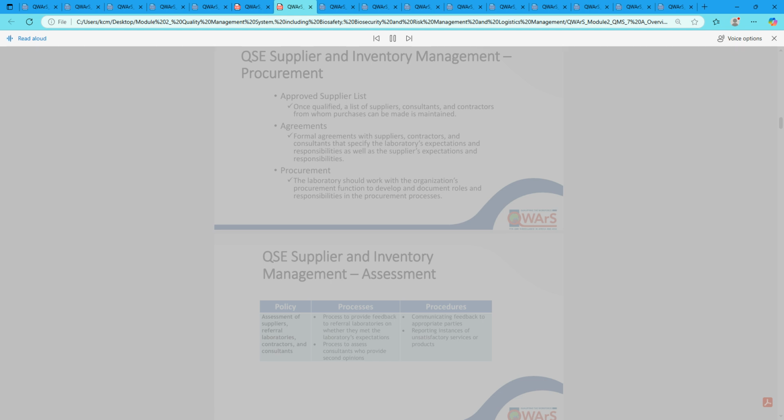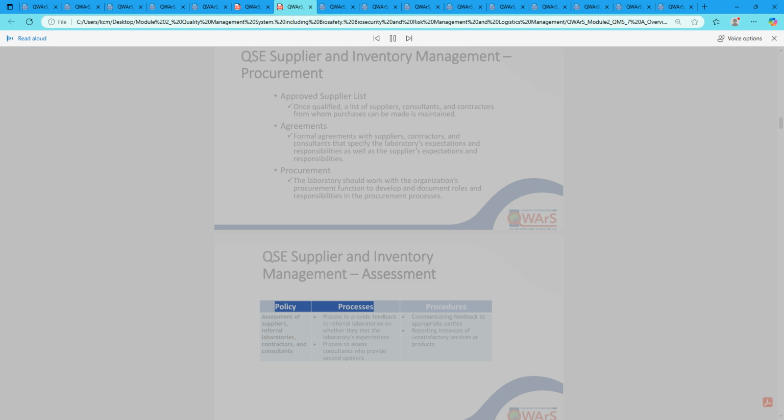QC Supplier and Inventory Management, Procurement. Approved supplier list, once qualified: a list of suppliers, consultants, and contractors from whom purchases can be made is maintained. Agreements: formal agreements with suppliers, contractors, and consultants that specify the laboratory's expectations and responsibilities as well as the supplier's expectations and responsibilities. Procurement: the laboratory should work with the organization's procurement function to develop and document roles and responsibilities in the procurement processes.